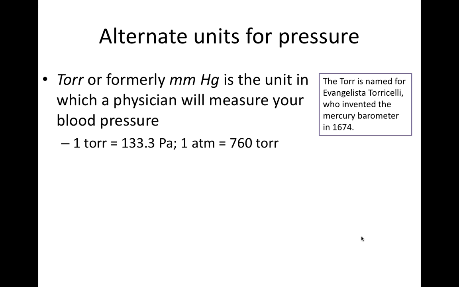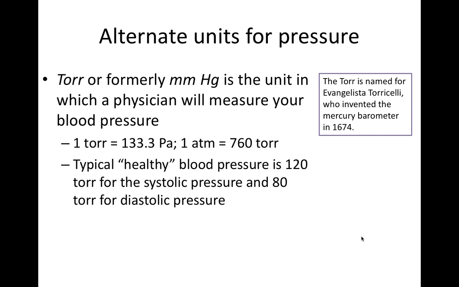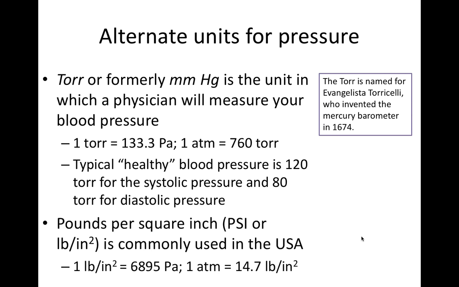Blood pressures are typically expressed in units of torr. A normal healthy blood pressure of 120 over 80 is 120 over 80 torr. Here in America, where we're slow to change our units of measurement, we frequently measure pressure in pounds per square inch, or PSI. The pressure in your tires, for example, is almost always measured in PSI.